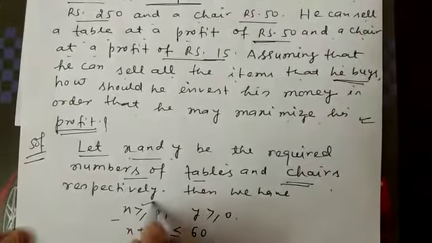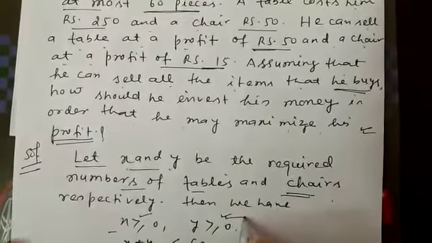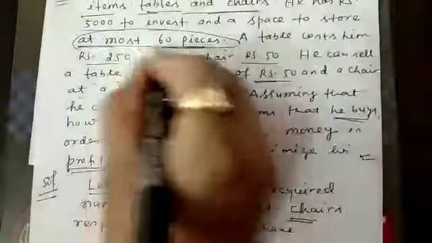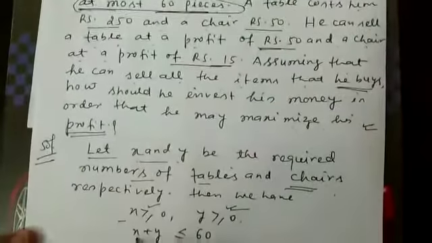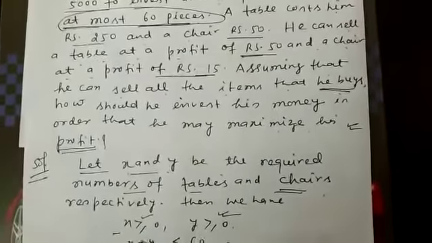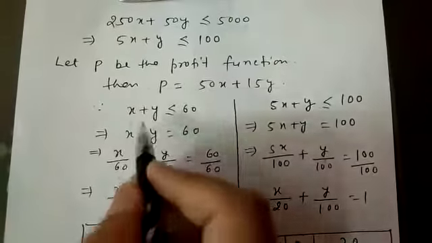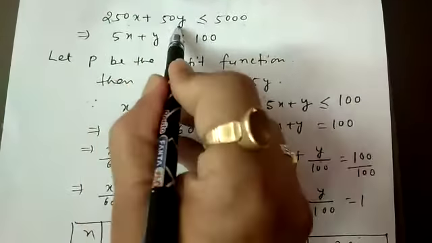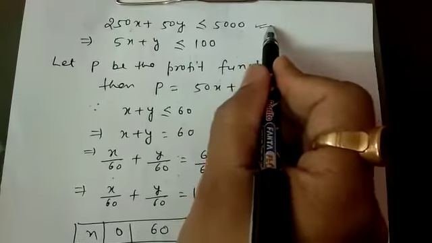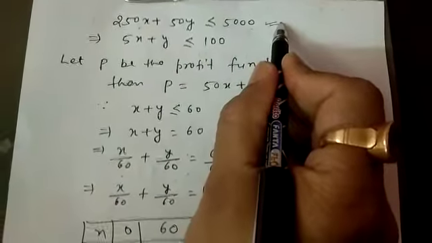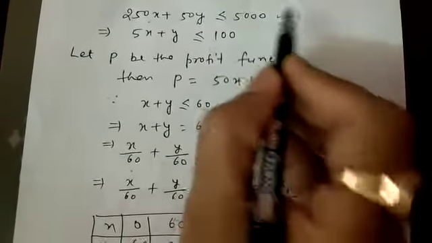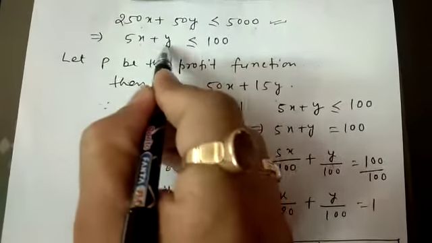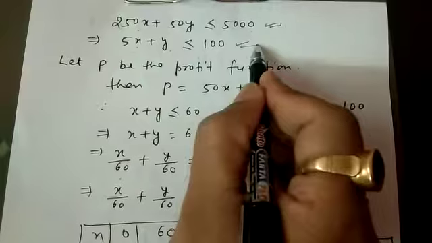Then x greater than or equal to 0, y greater than or equal to 0. He has a space to store at most 60 pieces. So first inequation: x plus y less than or equal to 60. Second equation: 250x plus 50y less than or equal to 5,000, because he has rupees 5,000 to invest. So taking 50 common, this becomes 5x plus y less than or equal to 100.